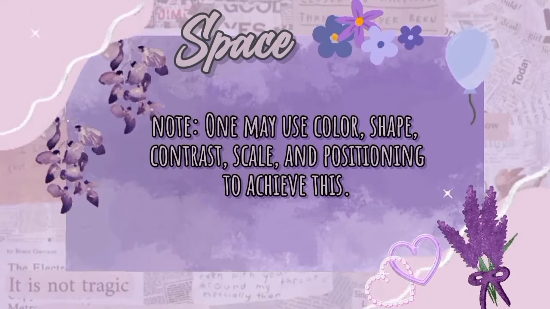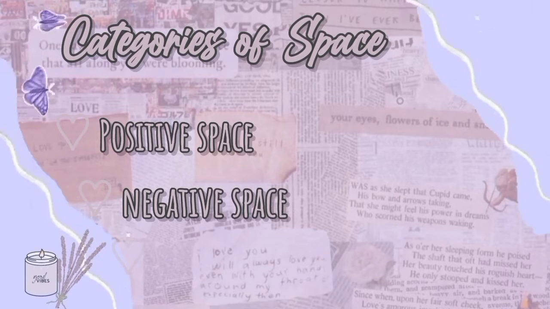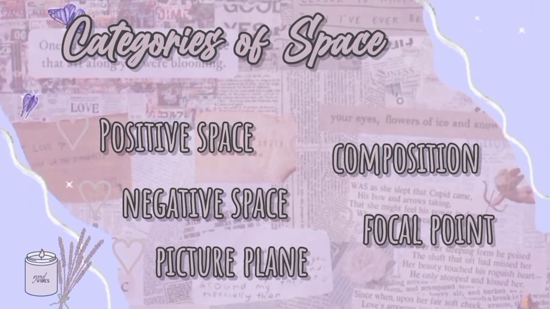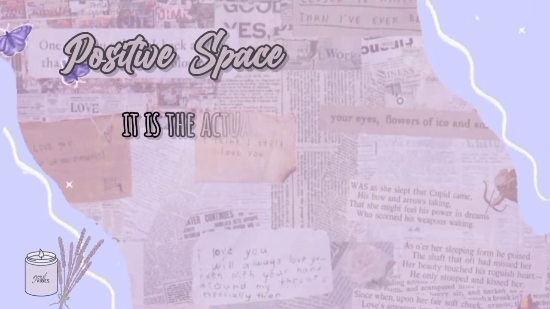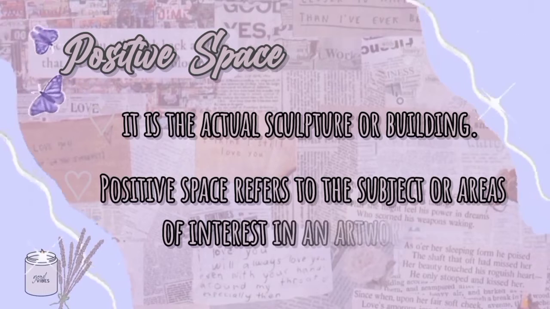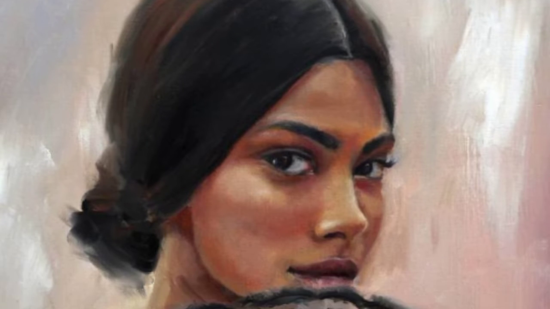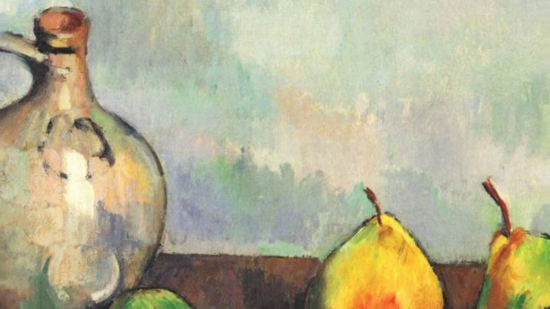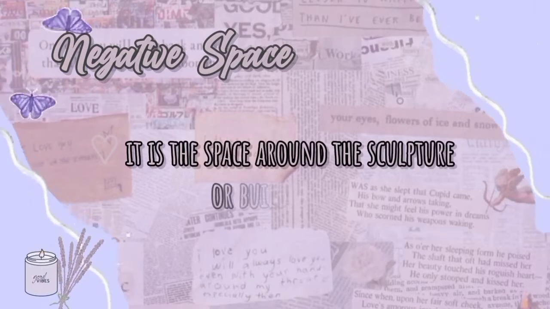To substantiate, we have here the categories of space: the positive space, negative space, picture plane, composition, and focal point. Positive space is the actual sculpture or building. It refers to the subject or areas of interest in an artwork. For example, a person or face in a portrait, the trees in a landscape painting, and the objects in a still life painting. Next, we have the negative space.